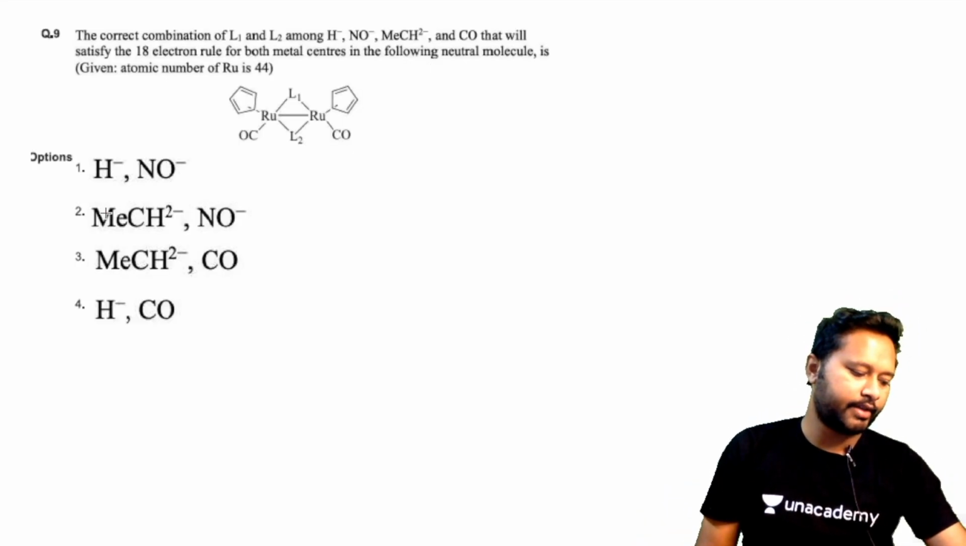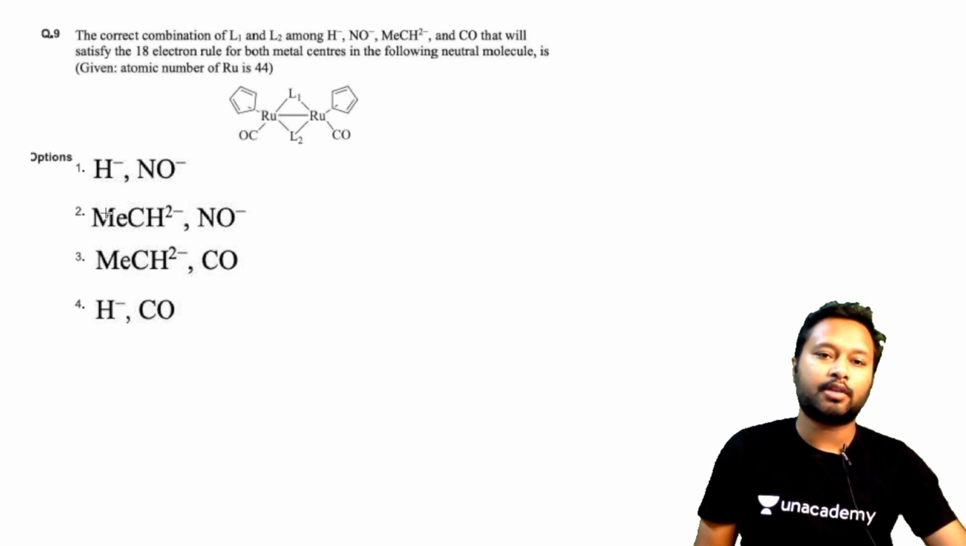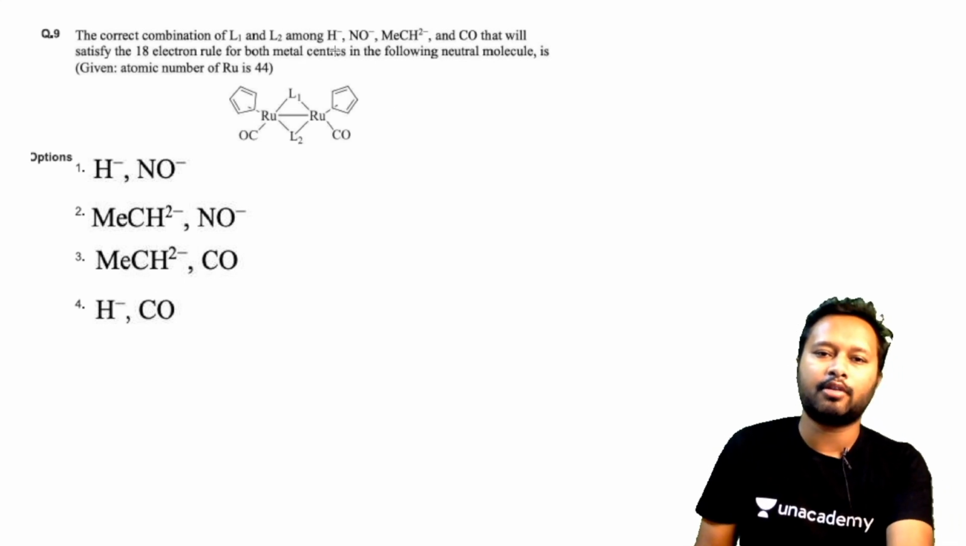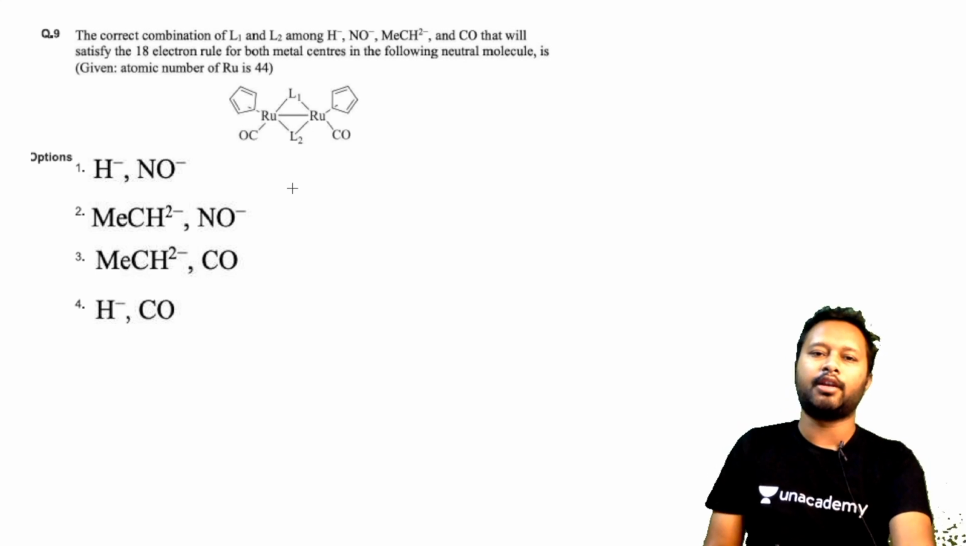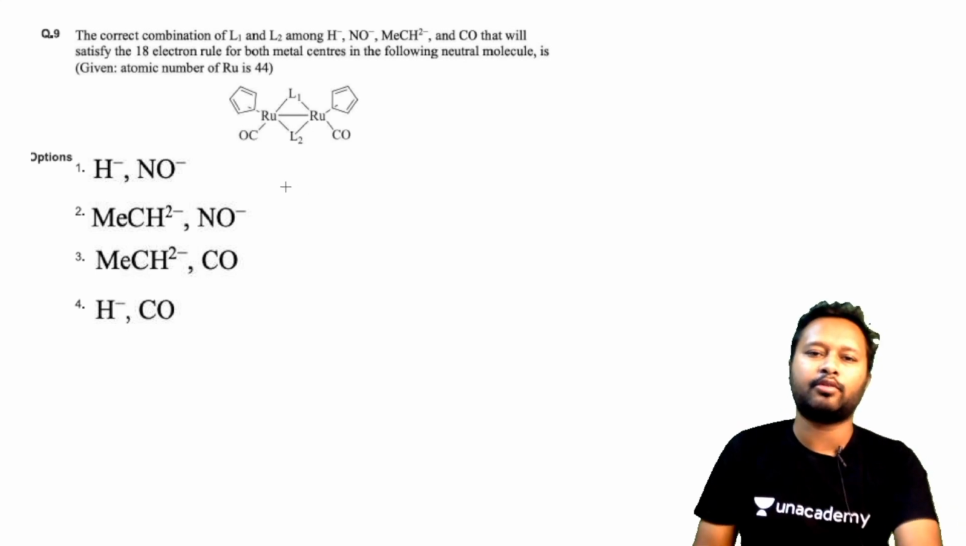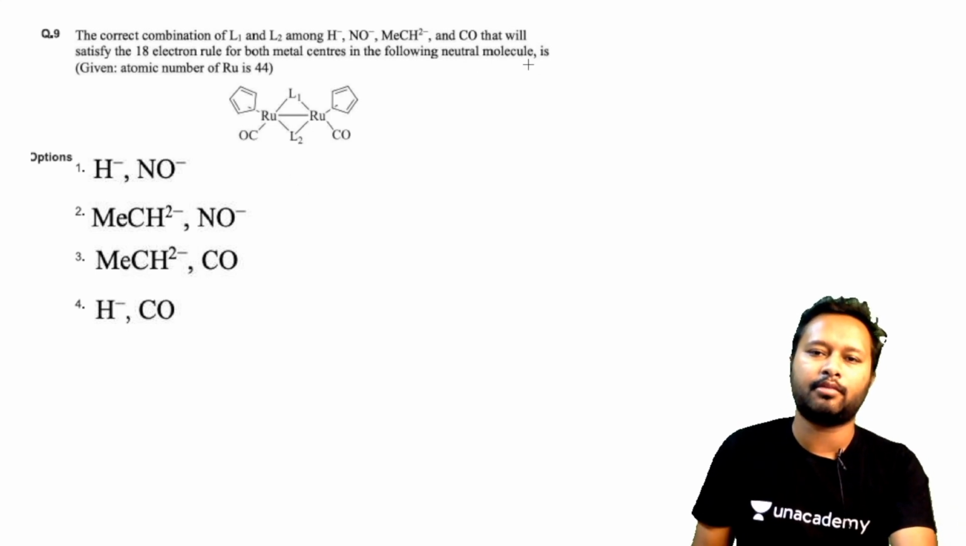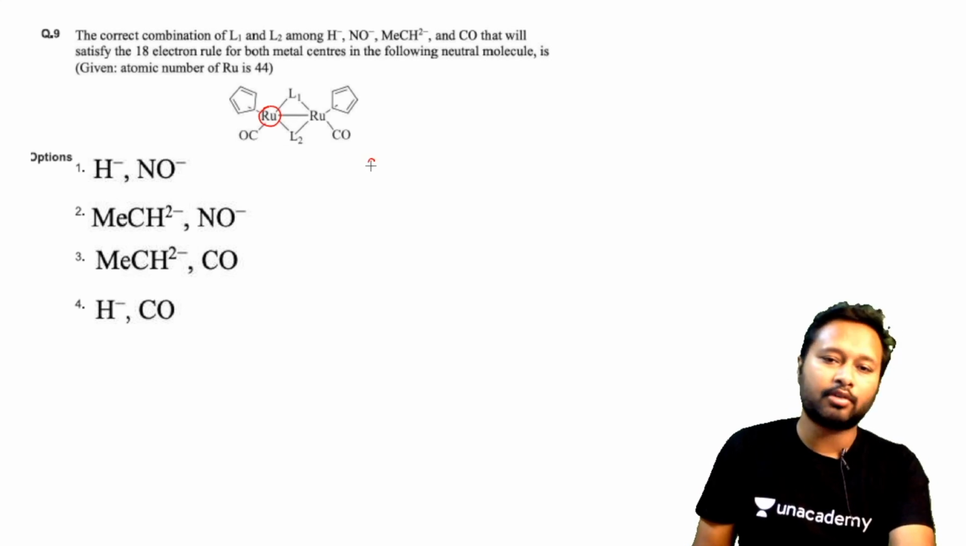Okay, let's take the next question here. It says: the correct combination of L1 and L2 among the following ligands that will satisfy the 18 electron rule for both metal centers in the following neutral molecule is. Now you just have to count for one of the rutheniums. So let's talk about this ruthenium. Ruthenium is going to give you 8 electrons.